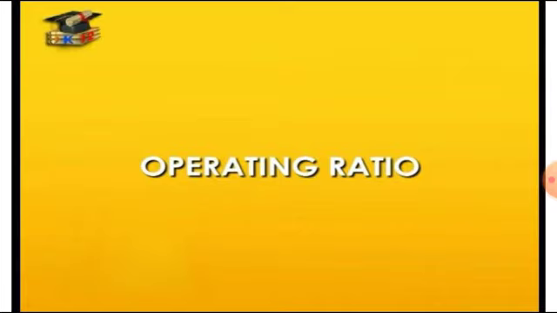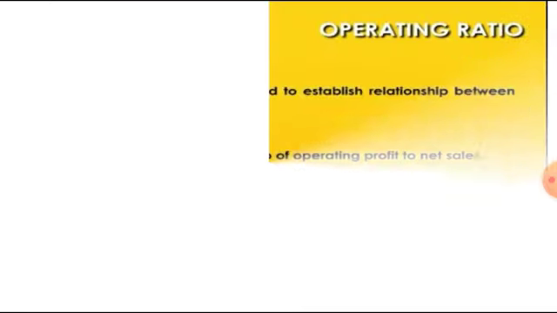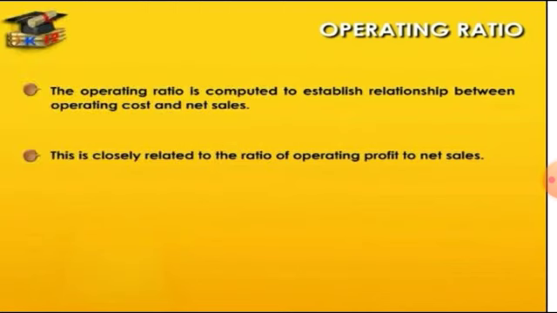Let us see the sums in detail. Here the operating ratio is computed to establish relationship between the operating cost and net sales. This is closely related to the ratio of operating profit to net sales.